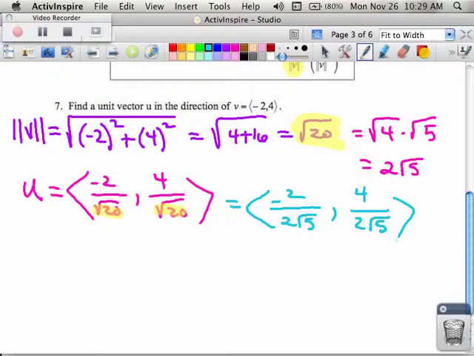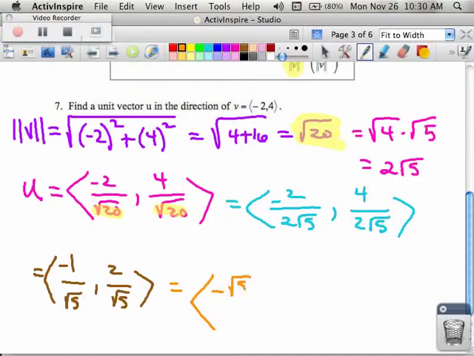And I could simplify that a step farther, of course, which means now that I would have negative 1 over the square root of 5, comma 2 over the square root of 5, and oh no, there's a radical on the bottom. So that's when we rationalize the denominator, and my final answer in its simplified format would be negative root 5 over 5, comma 2 root 5 over 5. Some of you may need the intermediate step, some may not.